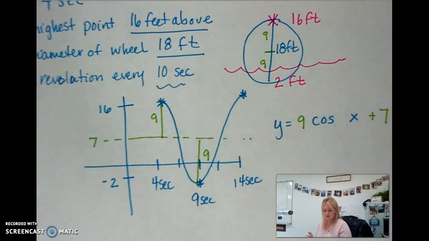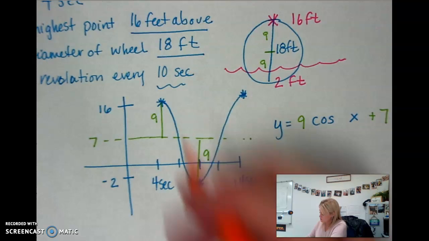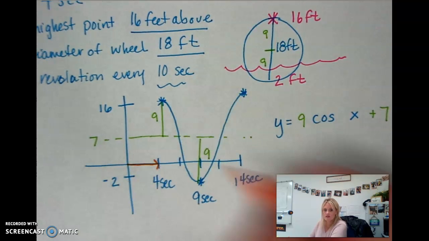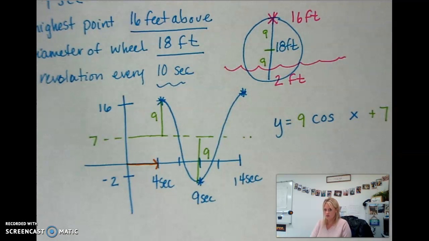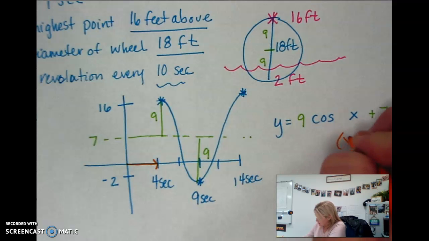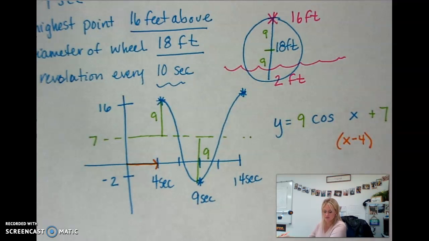Now, did my graph shift left or right? Yes, it did. How much did it shift? It shifted over to the right 4 seconds. And we know that shifting over to the right 4 seconds means I have a -4 inside my parentheses.